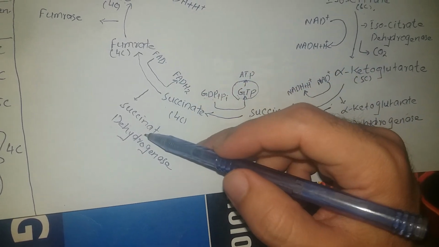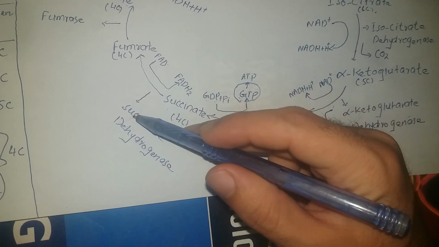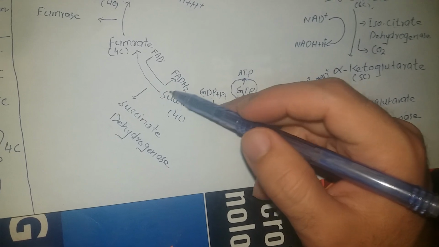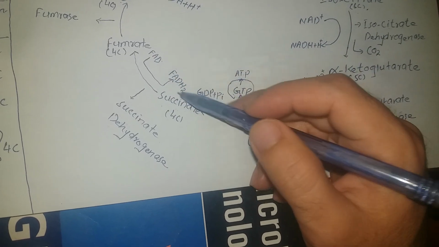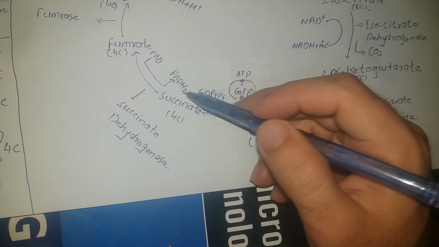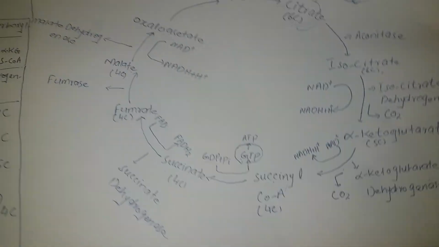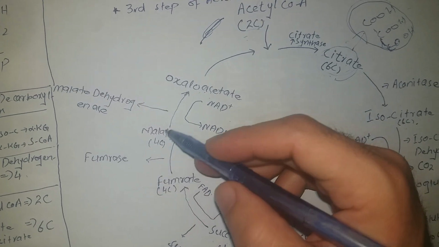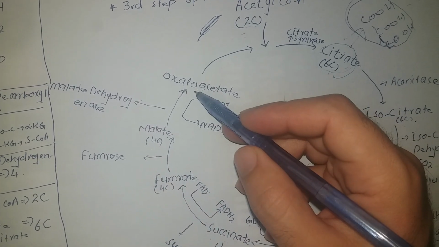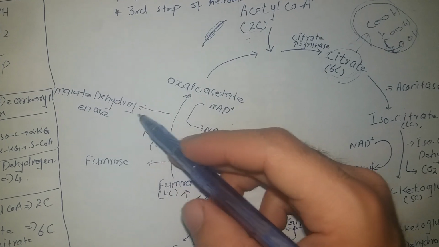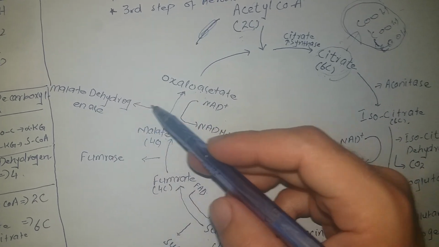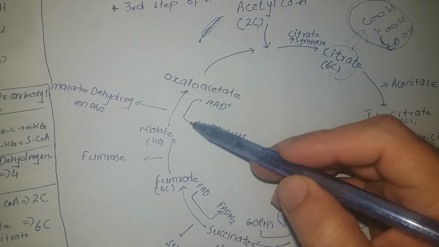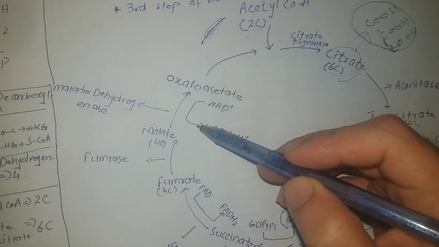Again dehydrogenation occurs in this step by succinate dehydrogenase, and this enzyme removes hydrogen from succinate and adds it to FAD to form FADH2. In the next step, fumarate is converted into malate by the fumarase enzyme. In the last step, malate is converted into oxaloacetate. Again dehydrogenation occurs by the enzyme malate dehydrogenase, which removes hydrogen from malate and adds this hydrogen to NAD to form NADH.